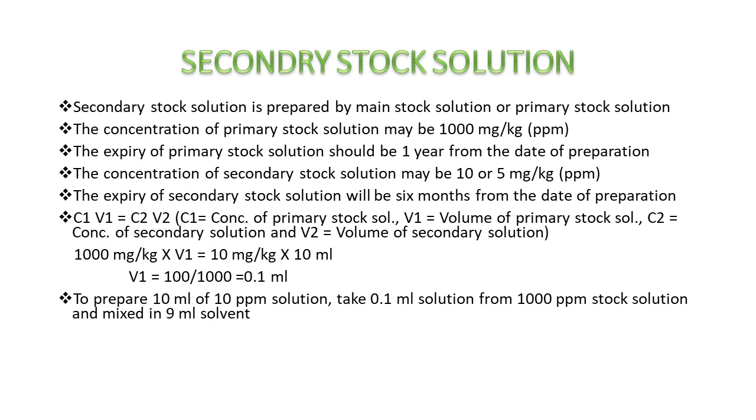The volume of primary stock solution to be taken can be calculated by this method. To prepare 10 ml of 10 ppm solution, take 0.1 ml solution from the 1000 ppm stock solution and mix it in 9 ml solvent.